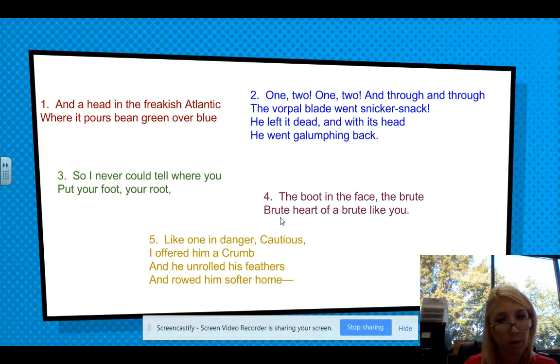So this, again, the brute and brute is all going to be repetition. That doesn't really count for rhyme. But we say the boot and the brute, right? Those are internal rhyme. It's happening on the same line.